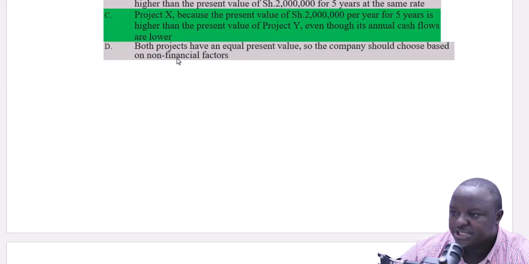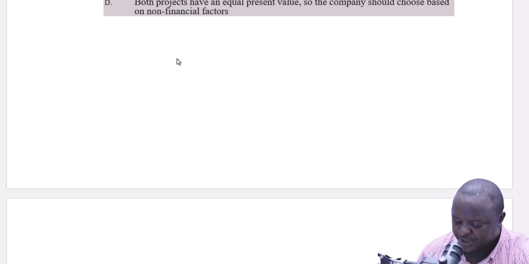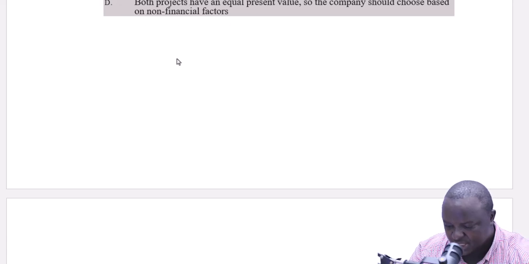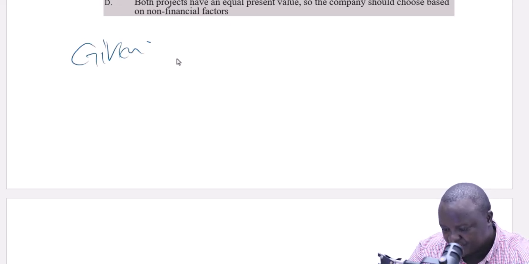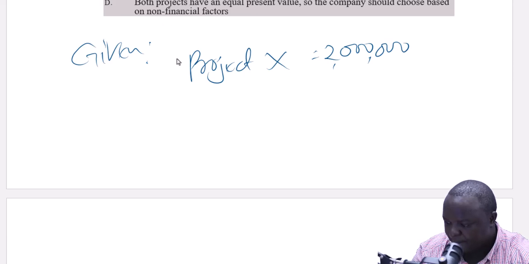Now, to determine which project CIFA should choose, we calculate the present value of both projects' cash flows using the discount rate of 8%. So we have been given that project X is 2 million per year for 5 years.